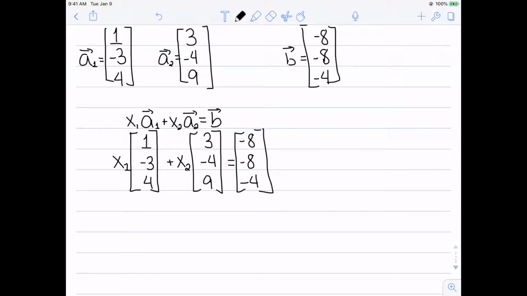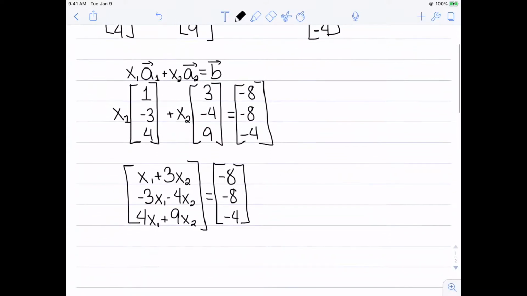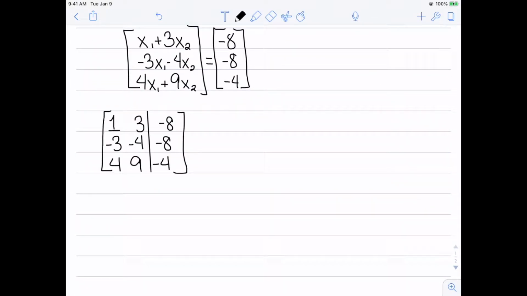I can use scalar multiplication and addition to simplify the left-hand side. That gives me x1 plus 3x2, negative 3x1 minus 4x2, and 4x1 plus 9x2. The right-hand side is still (-8, -8, -4). Well, this is just a system of equations, so we can actually solve this. So here's the augmented matrix. We have the coefficients on the left, and then the right-hand side is our -8, -8, -4.